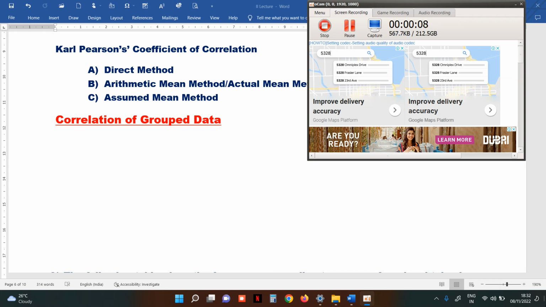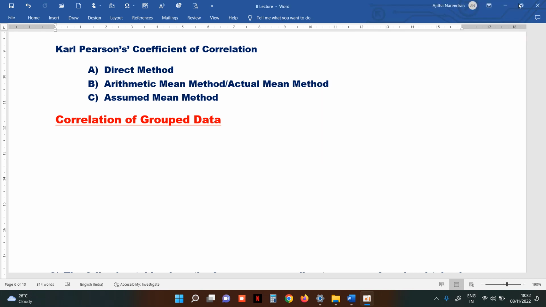Let us see what topics we have covered so far. Basics regarding the coefficient of correlation, and we have just started with Karl Pearson's coefficient of correlation, wherein we have completed the direct method, arithmetic mean method, and assumed mean method. And moreover, I have told you under what situations you have to use different methods. Whichever method you use, you will get the same answer.